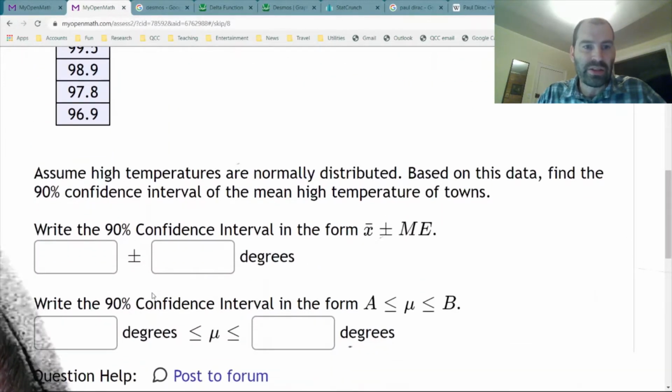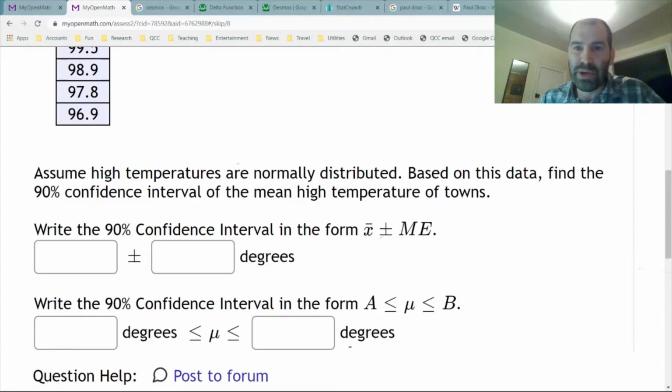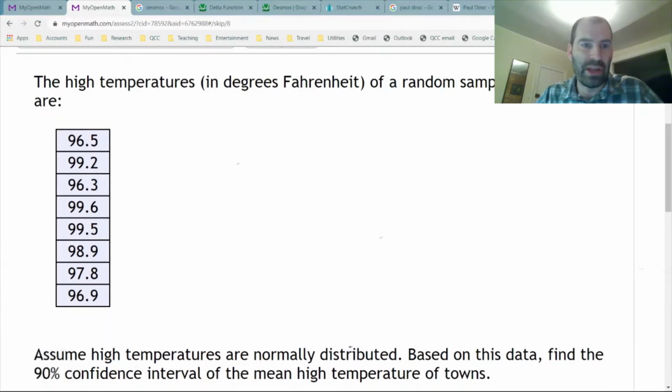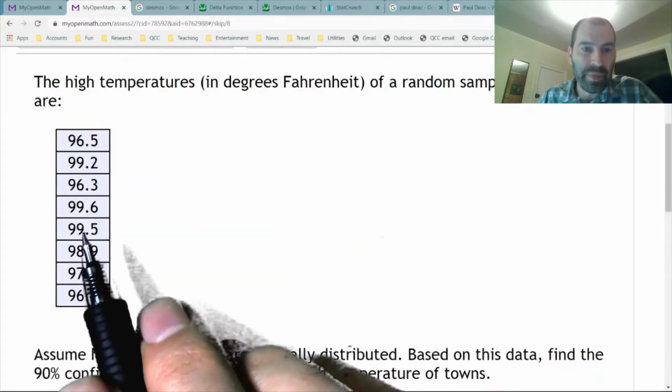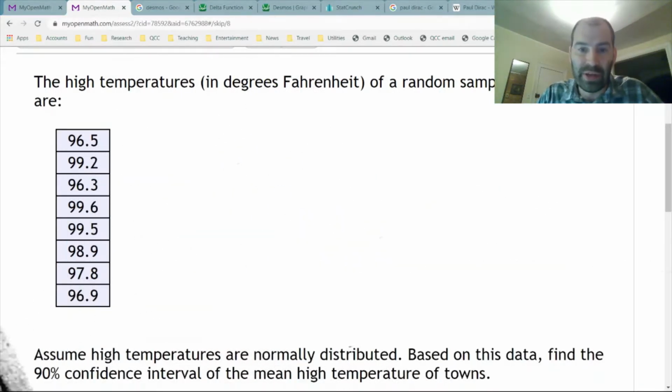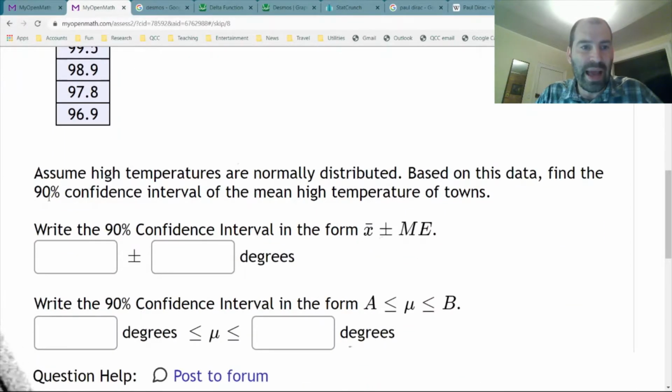It says, assume high temperatures are normally distributed. Now we're going to need that because we were going to use the central limit theorem here. And to use the central limit theorem, we either need to know that the data is normally distributed or that we have a sample size of at least 30. We definitely don't have a sample size of 30 here. We only have 8 data values, but they're telling us it's normal, so we'll be good to go. Based on this data, find the 90% confidence interval of the mean high temperature of the towns.